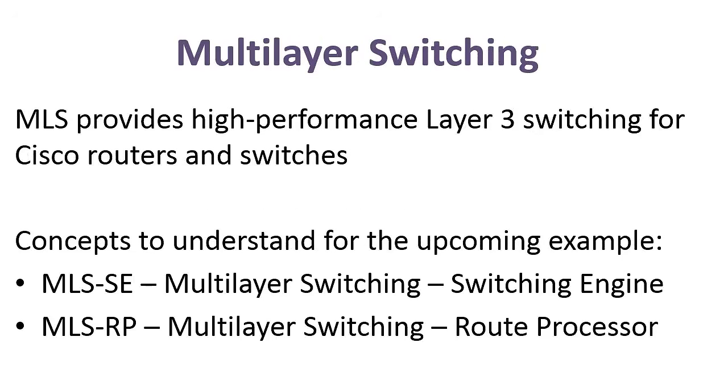Now let's talk about multi-layer switching. Let's understand two concepts first. First, the multi-layer switching engine, which is the MLS SE, which is basically a NetFlow feature card equipped in Catalyst series switches. And then the MLS RP, which is the multi-layer switching route processor, which is a Cisco router with MLS enabled. So understanding those two features will help us understand how multi-layer switching works.